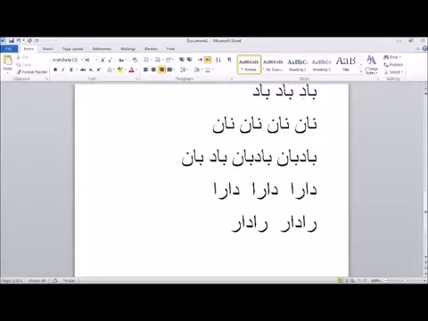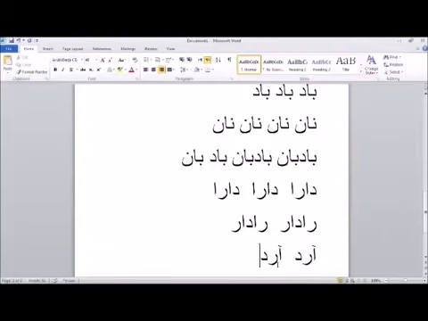Radar. Another one, A, R, D. Okay? A, R, D. Ard. Ard means flour. F-L-O-U-R. Okay? Ard. Why are they written separately? Because all of these three are non-connectors.